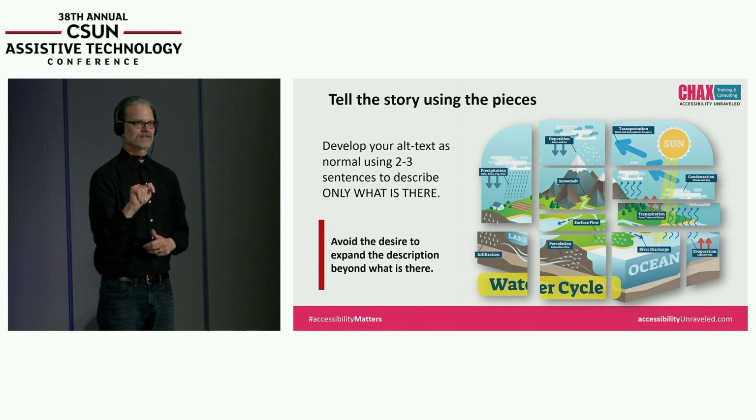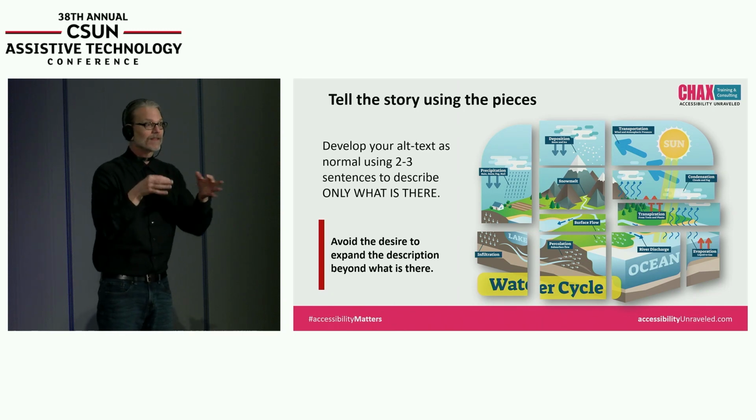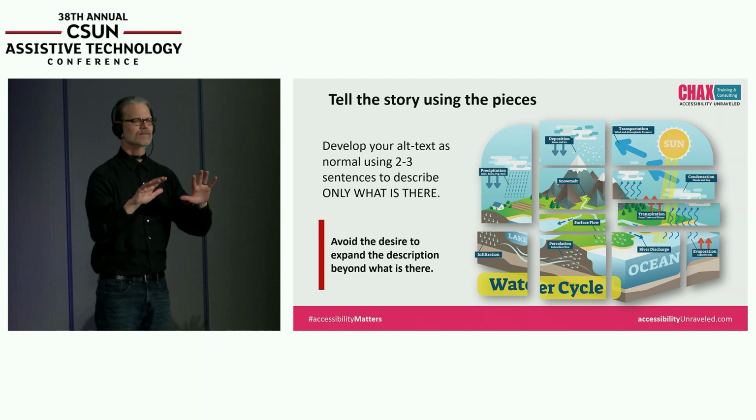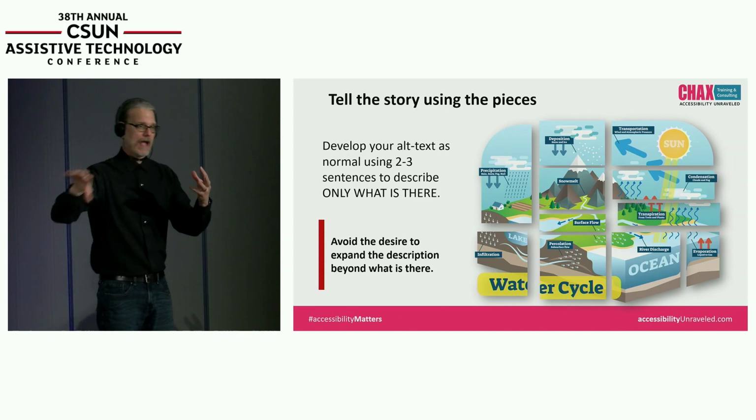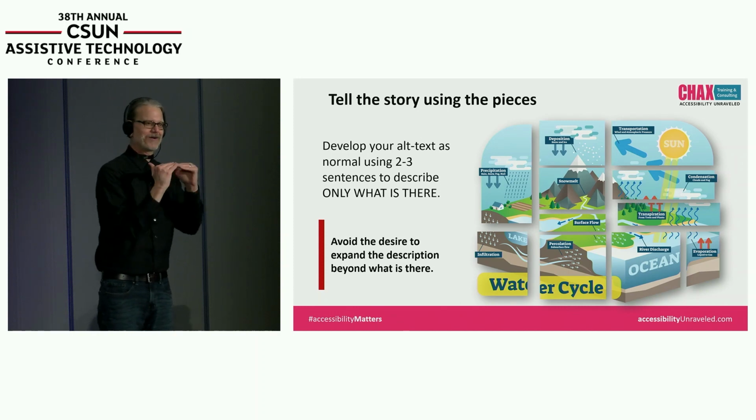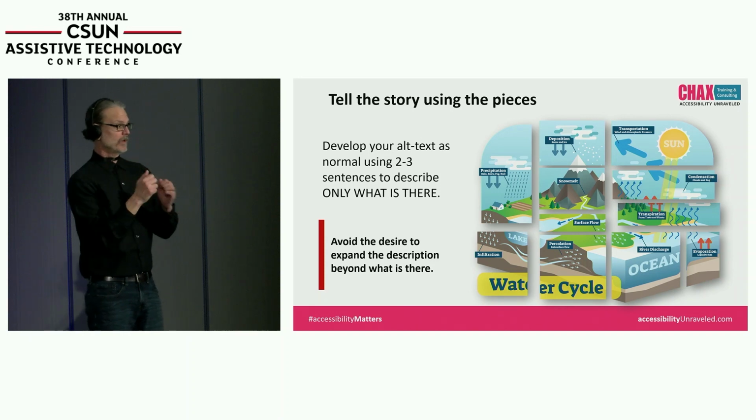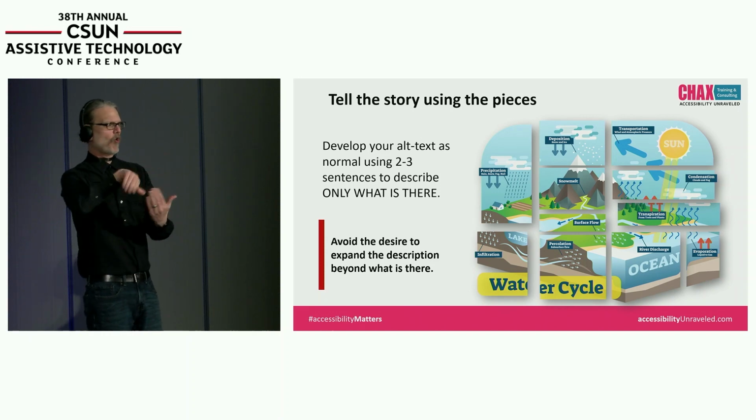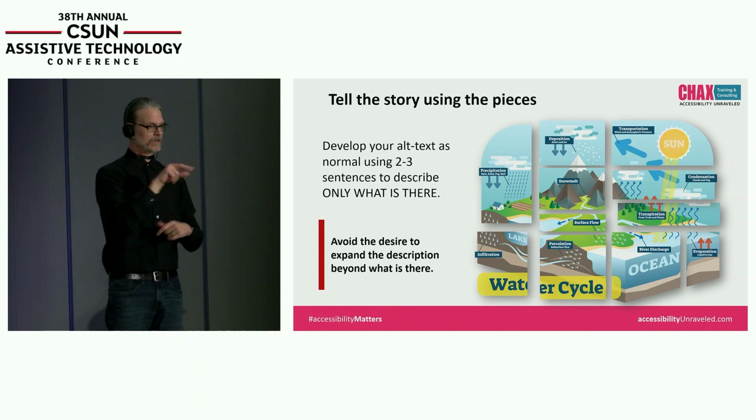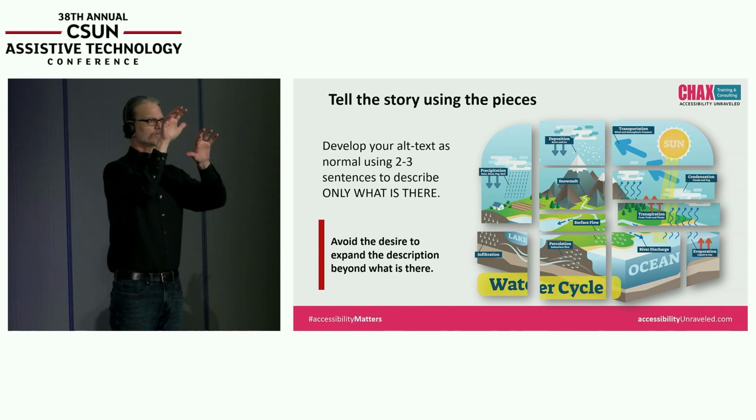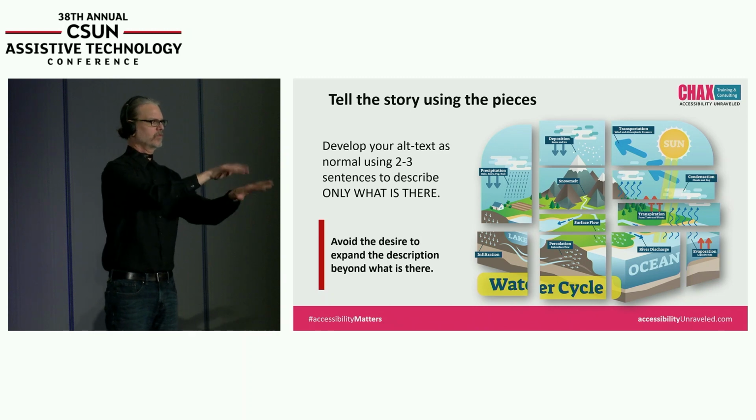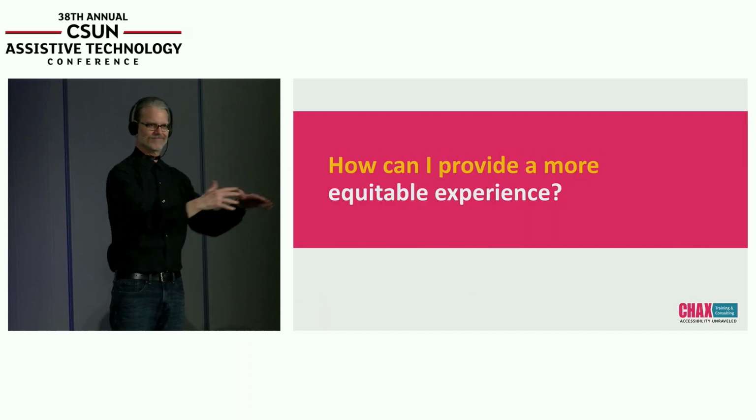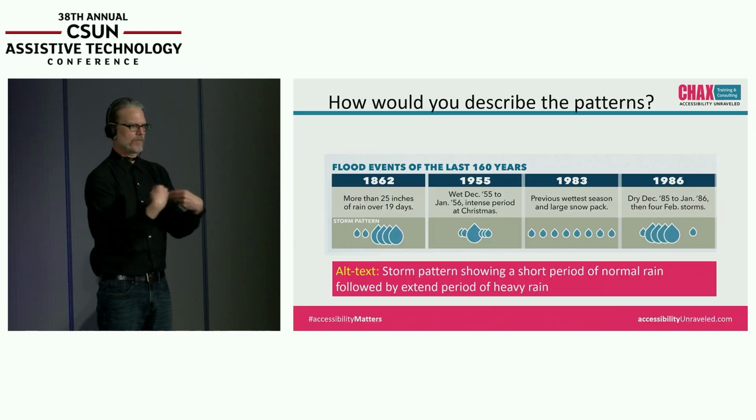What you want to avoid is the desire to expand the description beyond what's visible. You're not trying to give a screen reader user an extra experience. You're just trying to make it equitable, because otherwise you can create a reverse bias where someone using a screen reader gets all this additional information, but myself as a sighted user, I'm only getting the precipitation falls into the snow melt and then into the surface flow and out into the ocean. So how can I provide a more equitable experience?